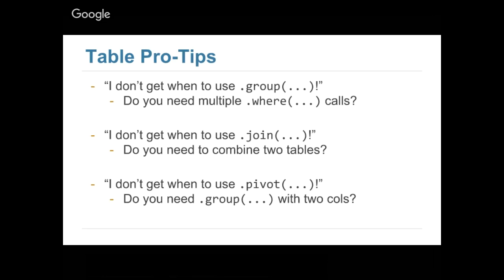Finally: I don't get when to use dot pivot. My hint to you is, if you're using group and you find that you need to group by 2 columns at the same time, and you need the table to look different from what it did before. If you use dot group with 2 columns, you get the grouping and then everything else as the rest of your columns. If you need to use dot group with 2 columns and the format of the table is a little bit different from the format that we're asking for, then chances are pretty good you need to use dot pivot instead.